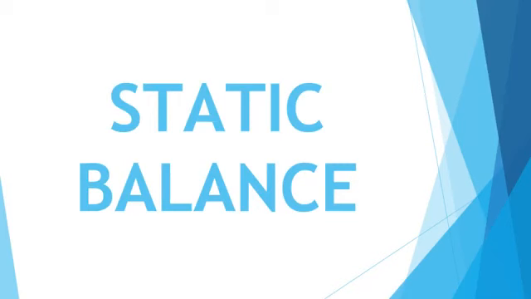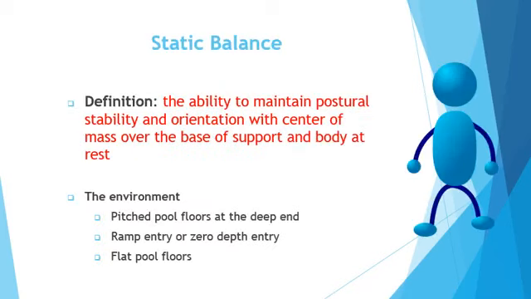So first, we'll start with static balance. So the definition of static balance is the ability to maintain postural stability and orientation with the center of mass over the base of support and the body at rest. Some aspects of the aquatic environment will impact balance, including the incline of the pool, accessibility, and the dynamic quality of water. Most pools have a shallow end and a deep end that often start around 3 feet deep and can reach 6 feet or greater.